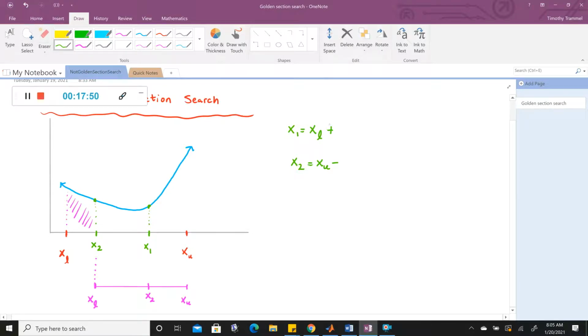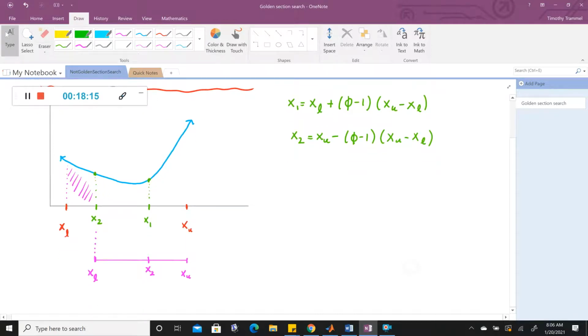So x lower is equal to phi minus 1 times x upper minus x lower, and x upper minus phi minus 1 times x upper minus x lower will give us x2. Okay. And so now the question is what's our error?